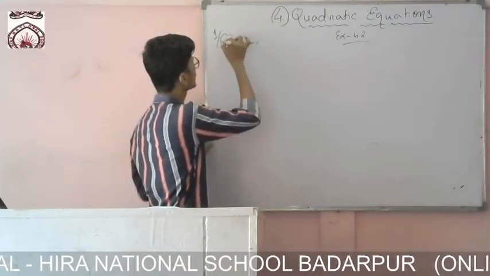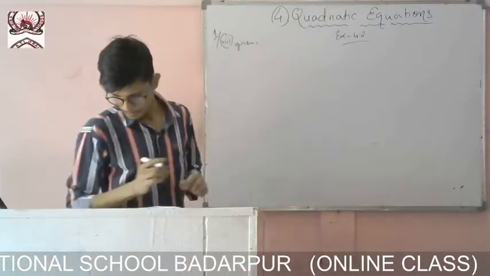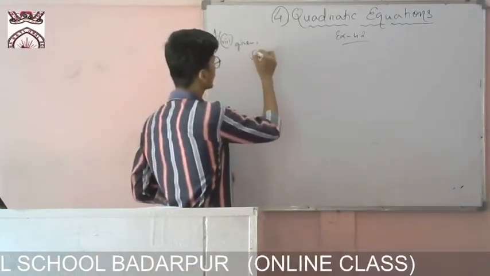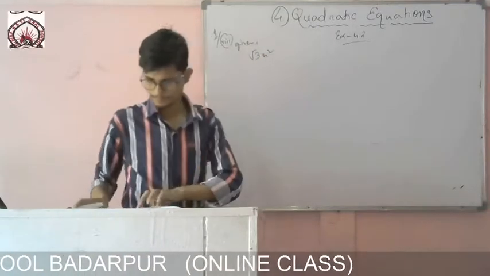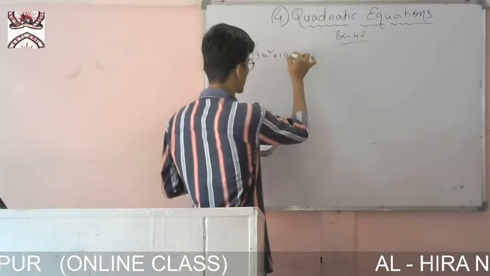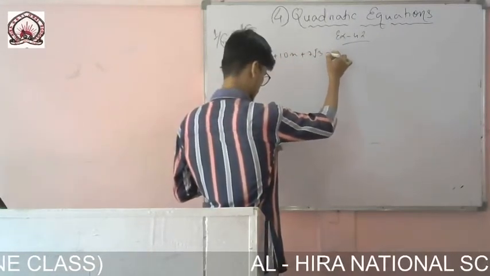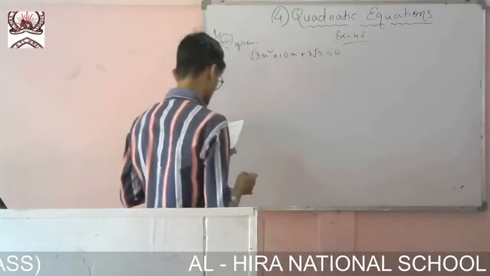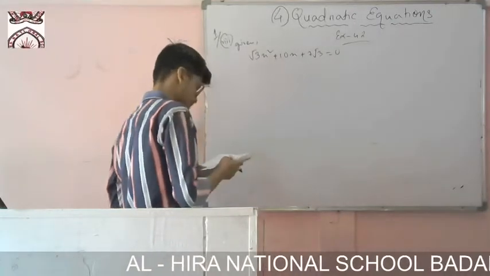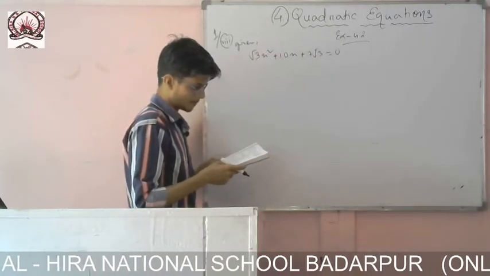Roman number 8. What is given here? Root 3x square plus 10x plus 7 root 3 equals to 0.